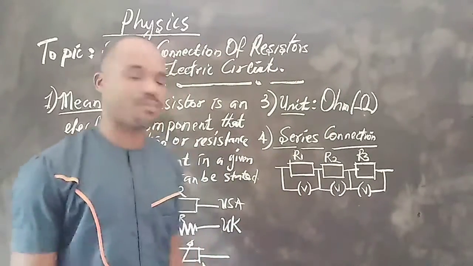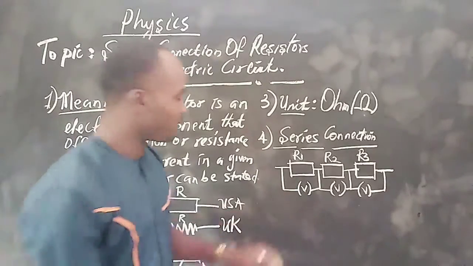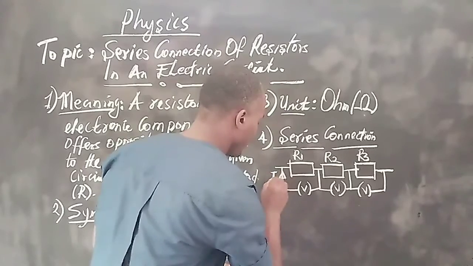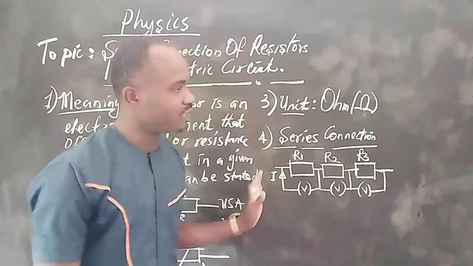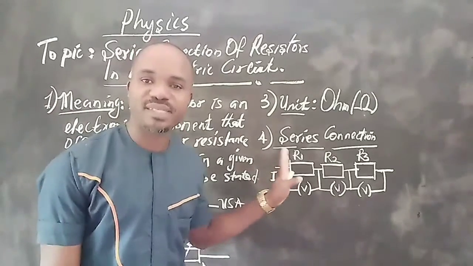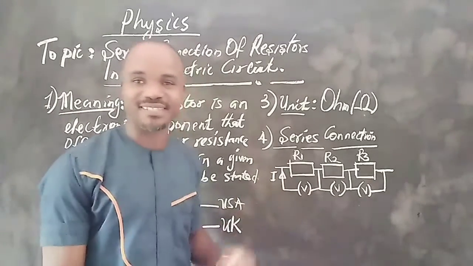Okay, so that is it. There is a potential difference across, so there must be current flowing, right? Current flowing. This is very, very interesting. You can see we have 3 resistors connected in series.